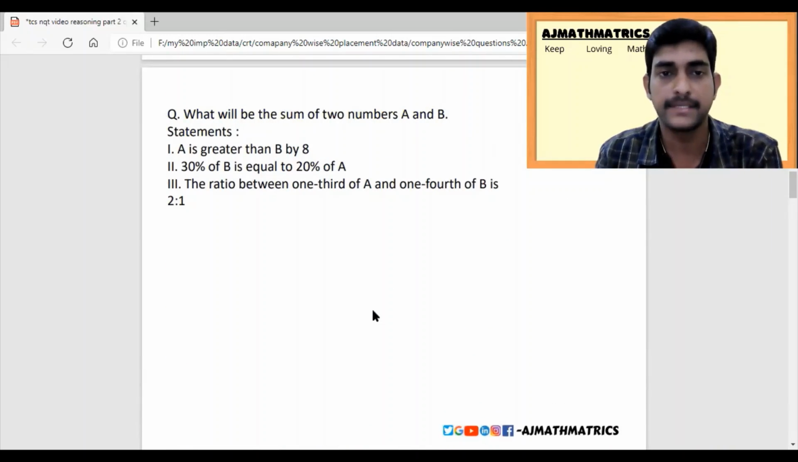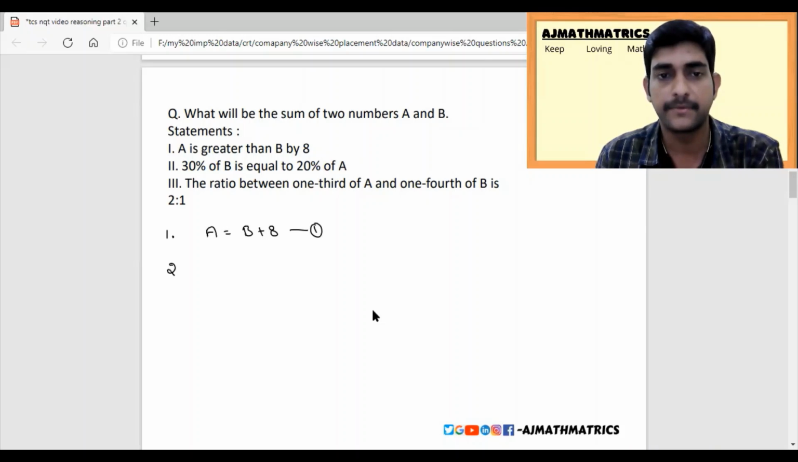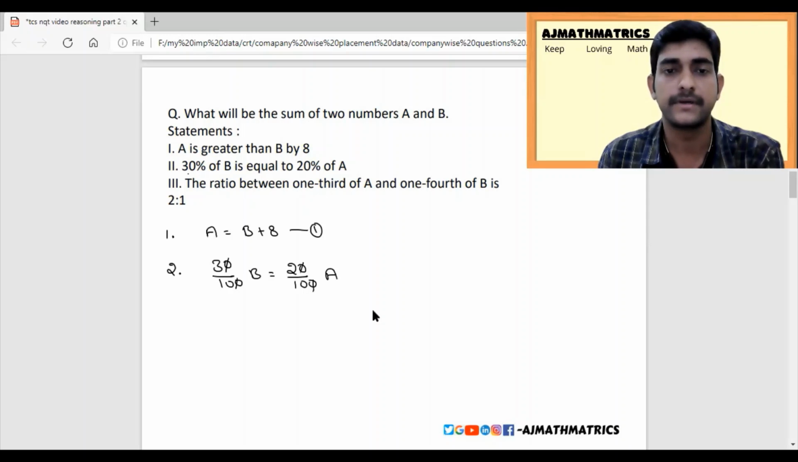Now, let's take the statements here. So I'm taking the first statement. A is greater than B by 8, which means the value of A will be B plus 8. So this is the first equation. Now let's come to the second equation. 30% of B is equal to 20% of A. So 30 by 100 of B is equal to 20 by 100 of A. So the zeros get cancelled. From this we will get 3B equal to 2A. So this is the second equation.